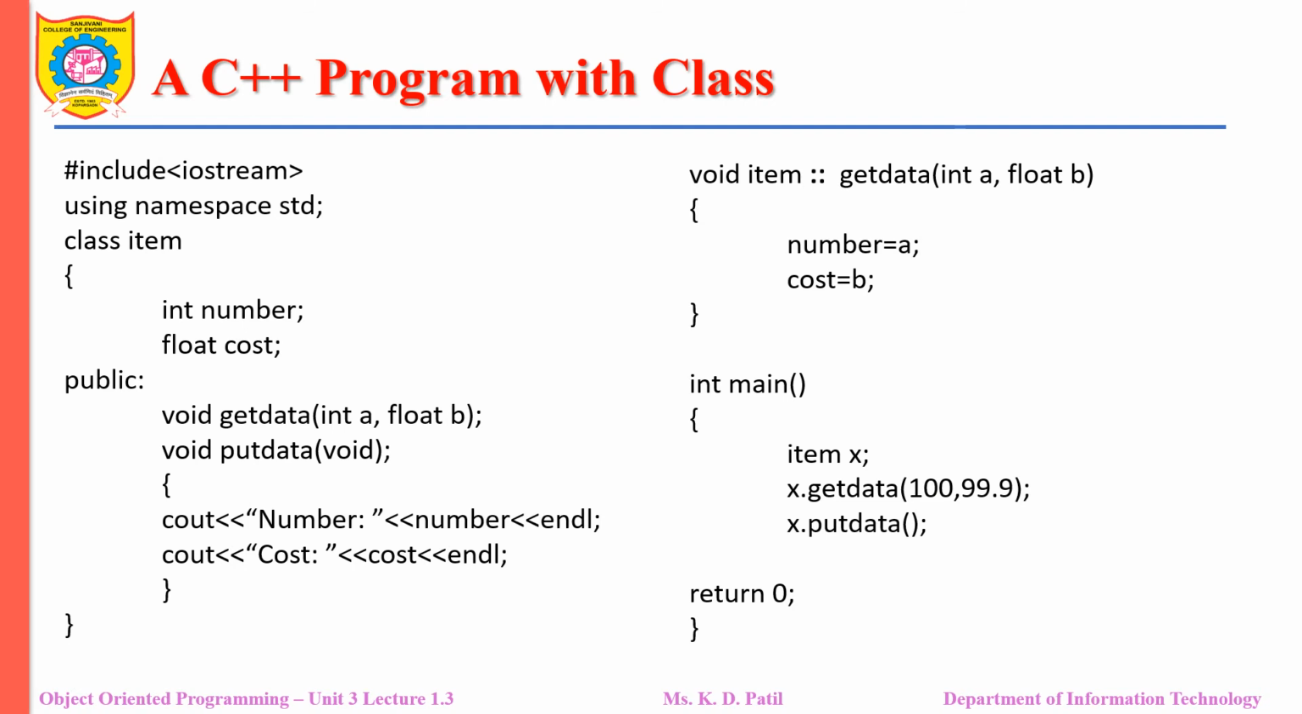And in the same way, now I want to display the number as well as the cost. Now I have called here the putdata member function. How to call? Using the object, that is x dot putdata. Whenever that function is called, these two lines will be executed, and number equal to 100 and cost equal to 99.9 will be displayed on this screen.